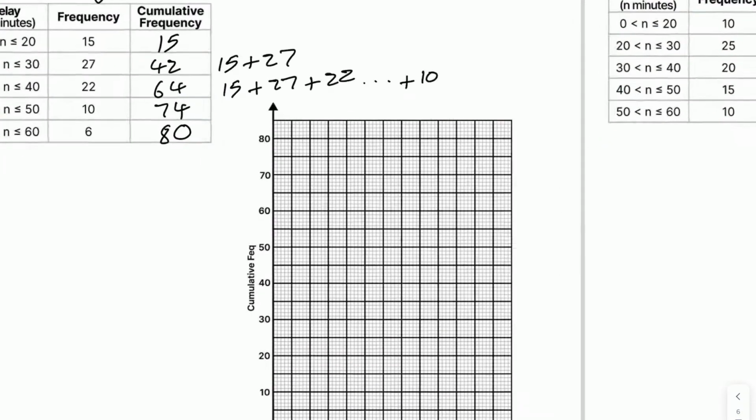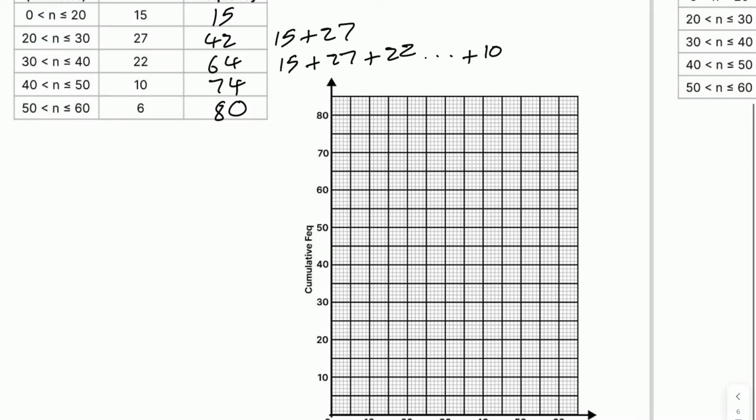Okay, so I'm just going to zoom in a little bit. So I'm going to plot 20 against 15, like I said. So if I just change color for a second, that's 20 against 15. That's that there. The next one is 30 against 42. So that's that against that. The next one is 40 against 64. The next one is 50 against 74. And then finally we have 60 against 80.